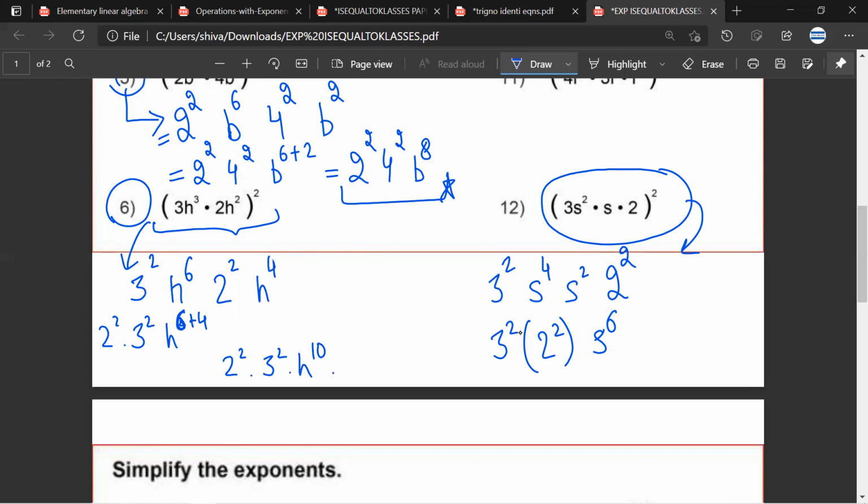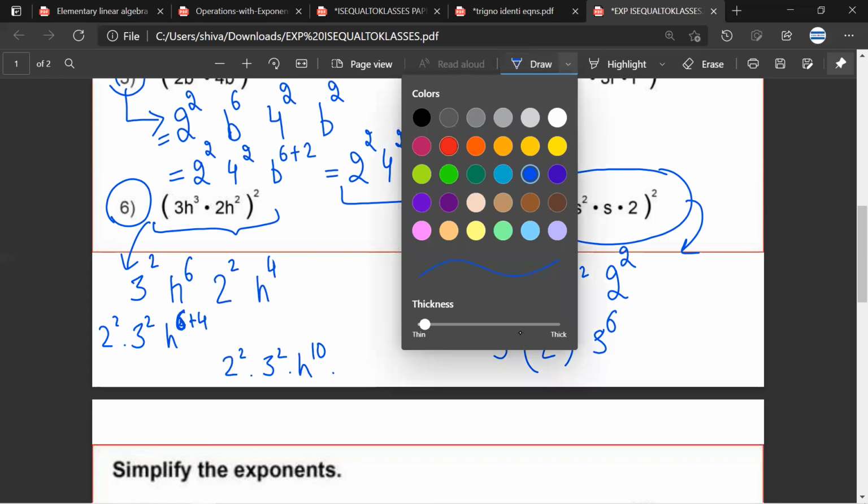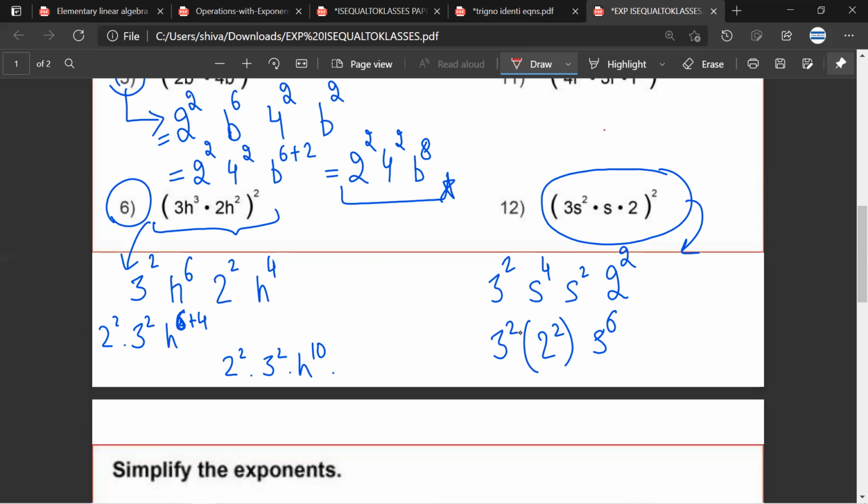Sarthak, one thing that you need to understand is if these numbers are small, for example, this will be 4 and this will be 9. So the answer would be 36 h raised to power 10. Any doubt about this?